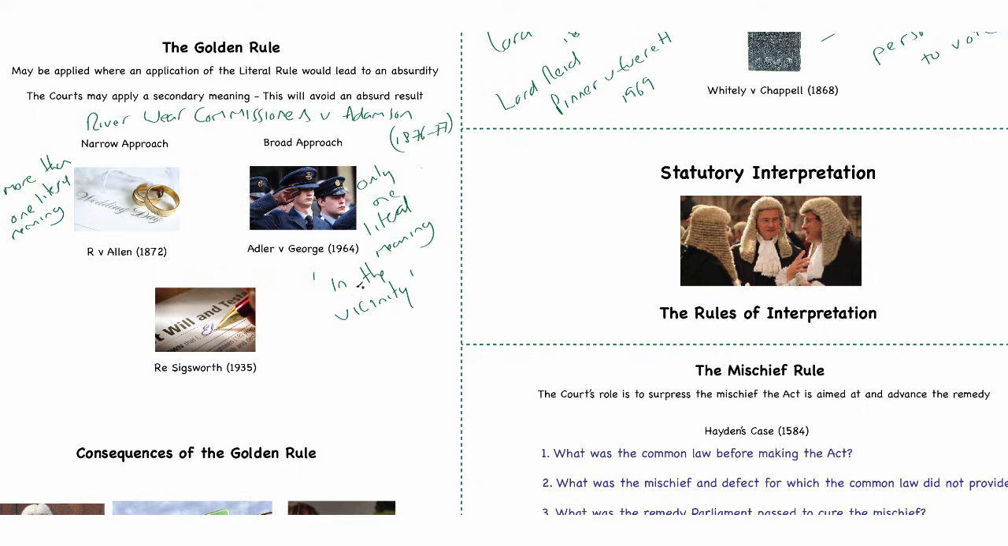The court applied the golden rule again. It would be absurd for a person to be liable if they were near to a prohibited place, but not if they were actually in it. And his conviction is therefore upheld.